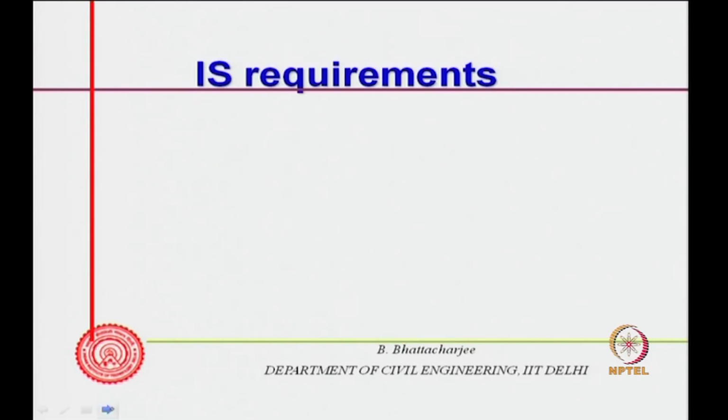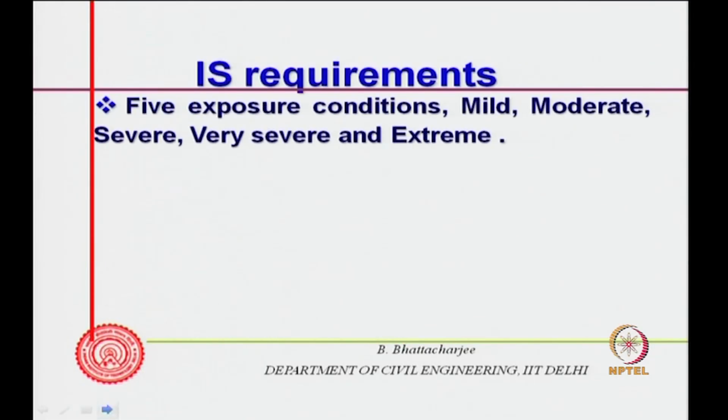Let us see what the IS code requirement is at the end. IS 456-2000 gives you a prescriptive requirement. First, it classifies exposure condition into 5: mild, moderate, severe, very severe and extreme, and defines what they are.